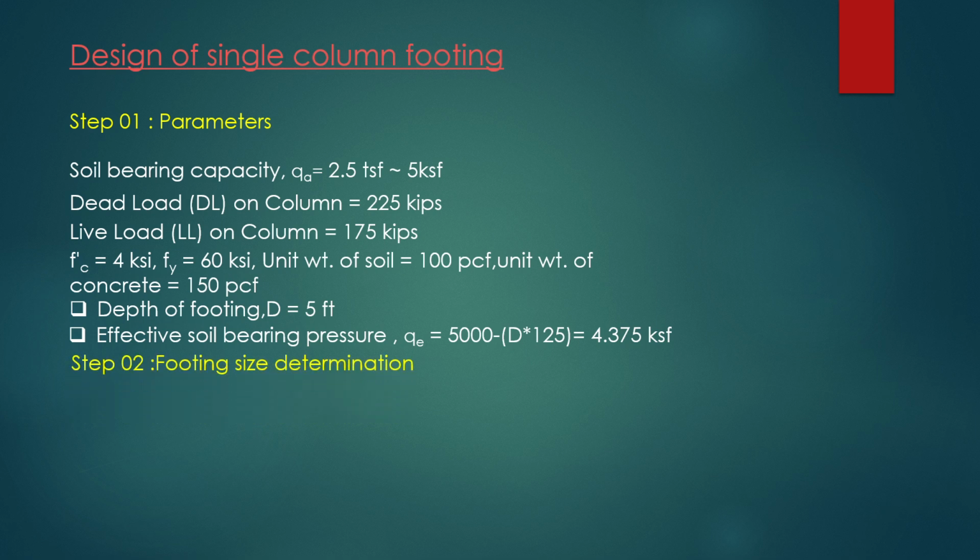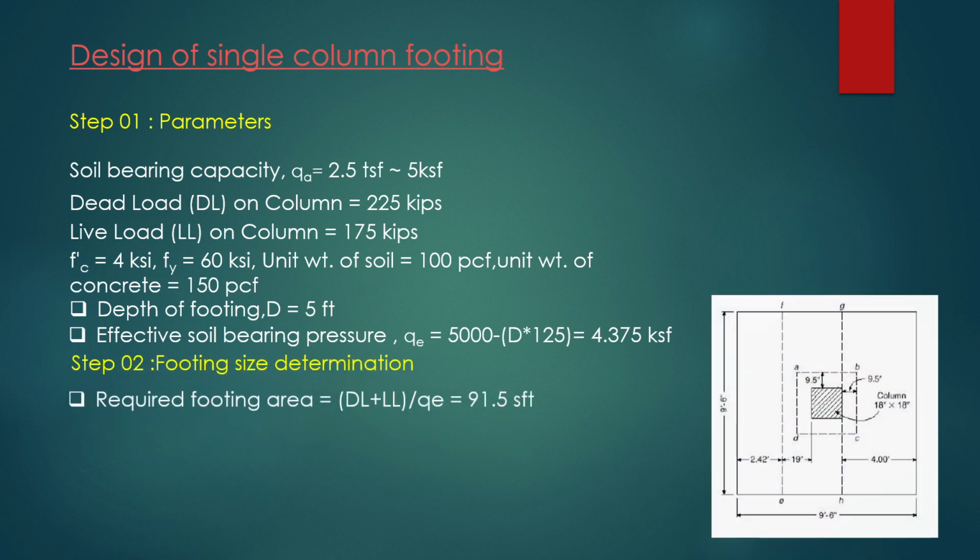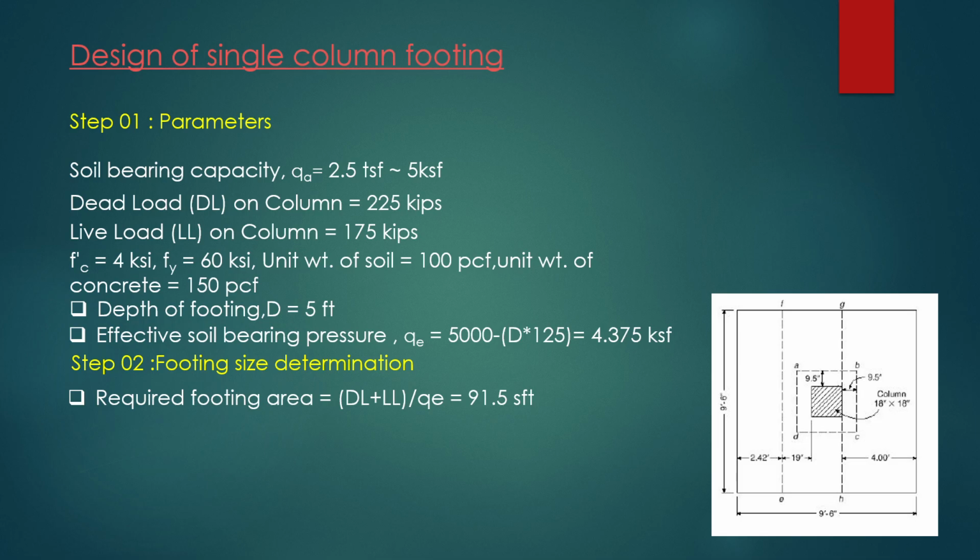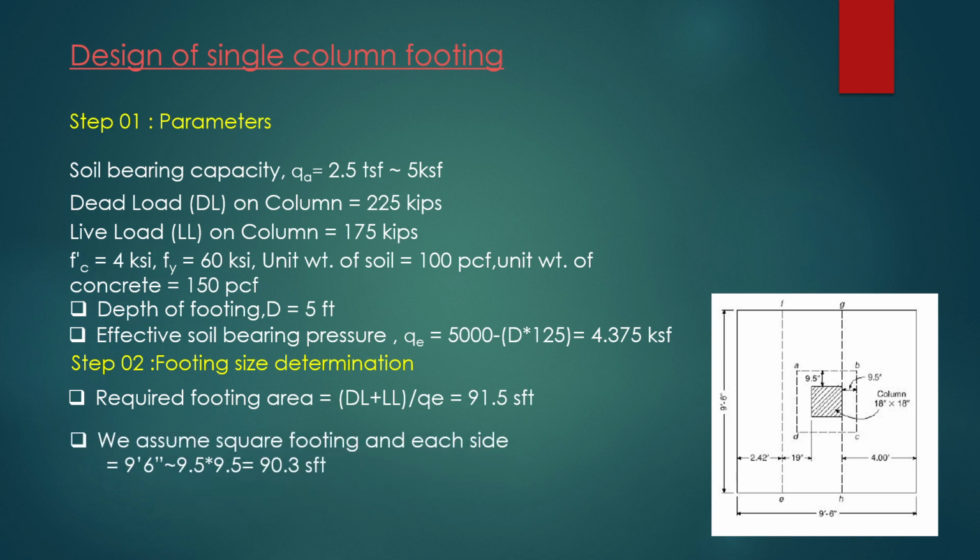Step 2, footing size determination. Footing area equals dead load plus live load divided by QE. The footing area is 91.5 square feet. We assume any convenient size which is practical, 9.5 feet by 9.5 feet.